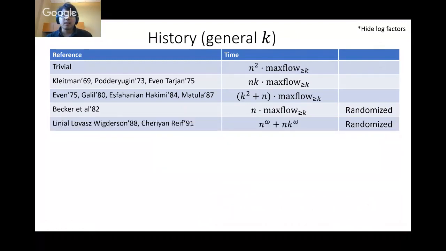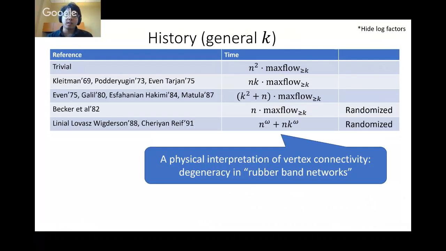And then there is another cool algorithm by Linial, Lovász, and Wigderson that basically gives a physical interpretation of vertex connectivity. Basically, it is about checking degeneracy in rubber band networks, which I won't go into, but it has some cool ideas in it.